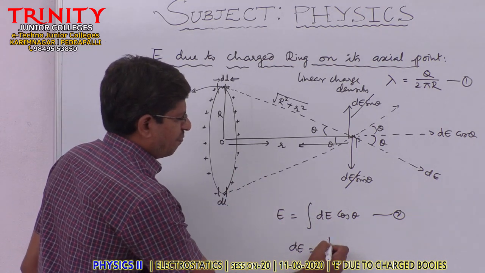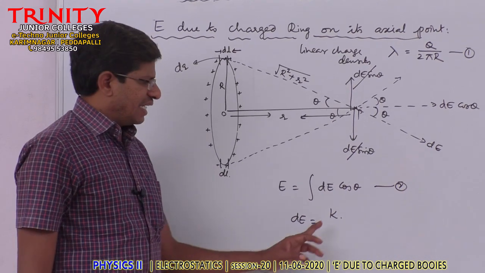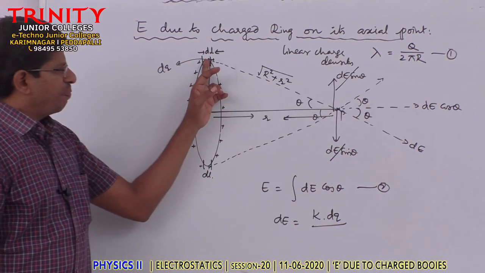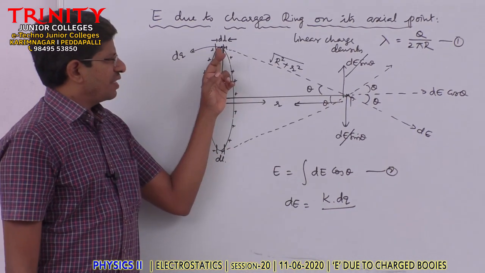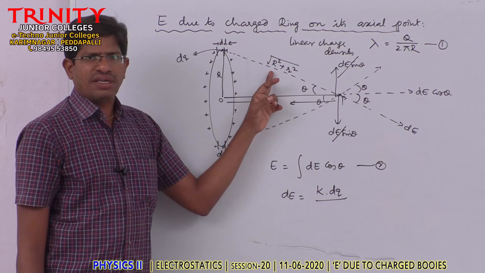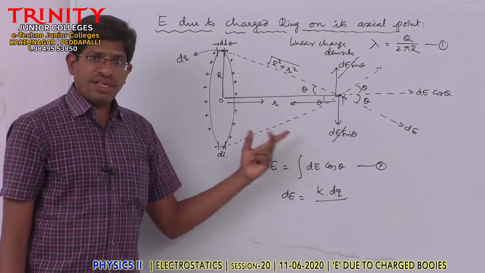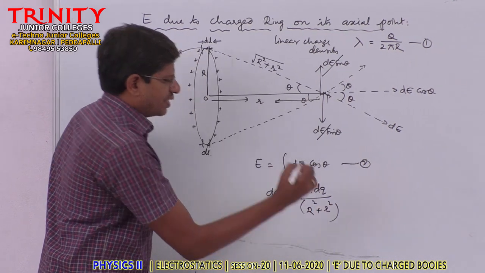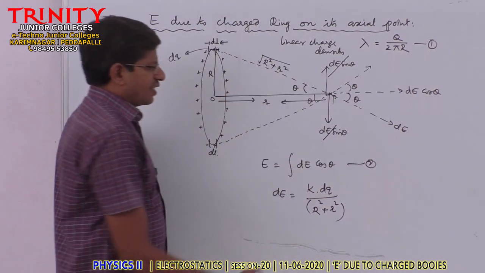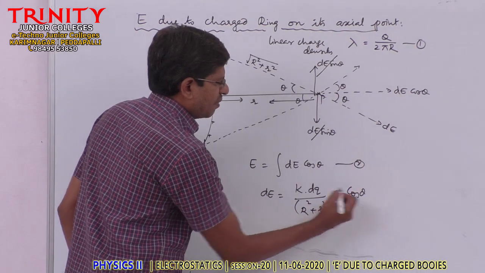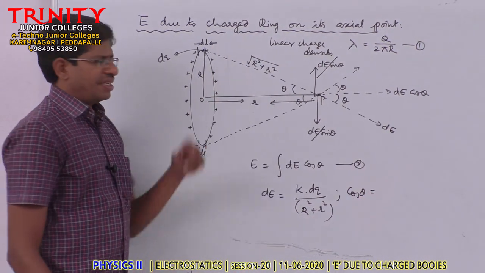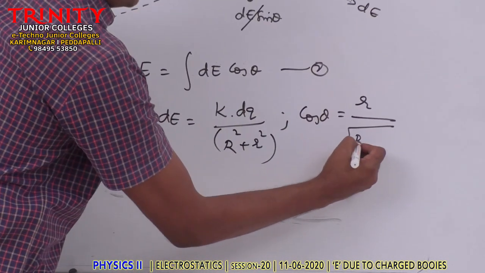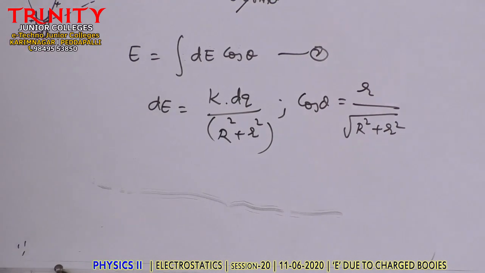dE, the previous expression, equation, is k into dq by square of the distance between the point and this point. What is the element here, and the distance is what? Under root of r square plus r square. Square you take, what you will get is r square plus r square. So this is dE. What is cos theta there? Cos theta is nothing but adjacent side by hypotenuse, that is r by under root of r square plus r square.